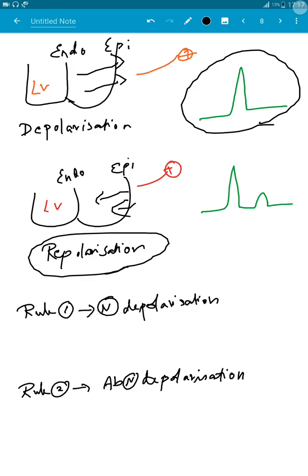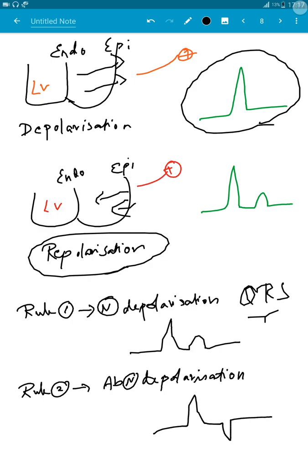And there are two rules. If there is a normal depolarization of the ventricles, then the QRS, the ventricle depolarization, and the T wave will be in the same direction. If there is an abnormal depolarization, then the QRS and the T wave will be in opposite direction. If you see an ECG paper, if the QRS and T wave are in the same direction, then it is a normal event occurring in the heart. If the QRS and T wave are in opposite direction, then there is some abnormality in the heart.